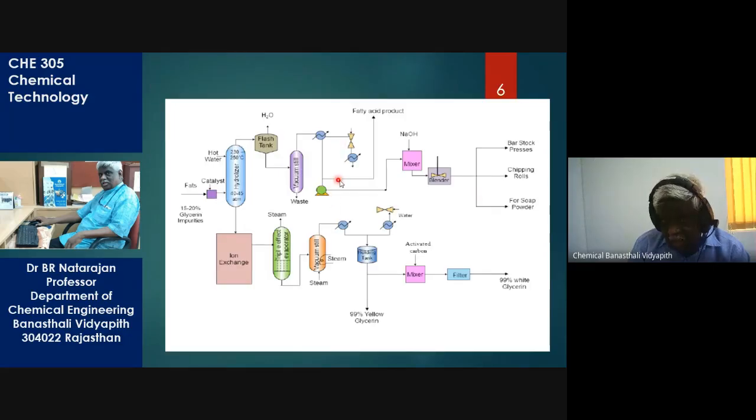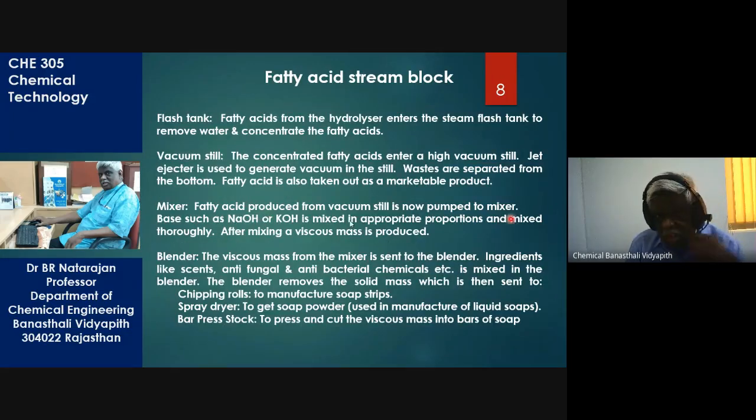I may use fatty acid itself as a product, or I can mix it with NaOH or KOH and blend it and make it into bar soap or chips or soap powder. Then comes the mixer. Fatty acid produced from the vacuum still is pumped to a mixer. NaOH or KOH is mixed in appropriate proportion and mixed thoroughly. After mixing, a viscous mass is produced.